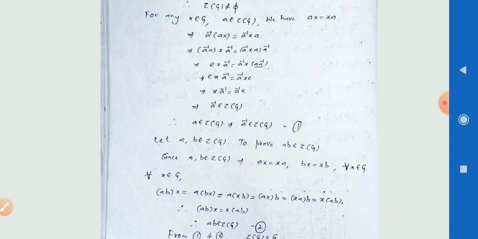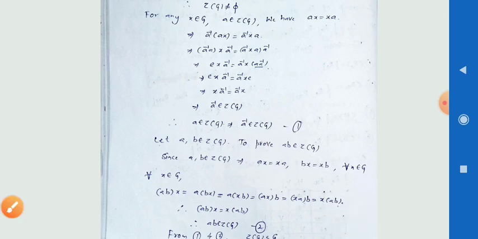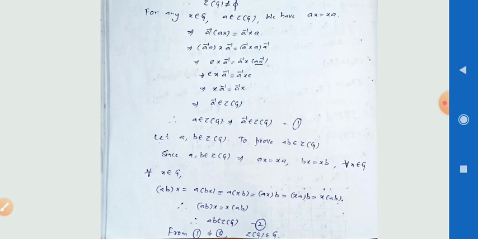Here the condition one is written, and A comma B belongs to ZG. To prove that AB belongs to ZG, since A comma B belongs to ZG, the condition must be AX is equal to XA and BX is equal to XB for all X belongs to G. And here we have to show that AB belongs to ZG.